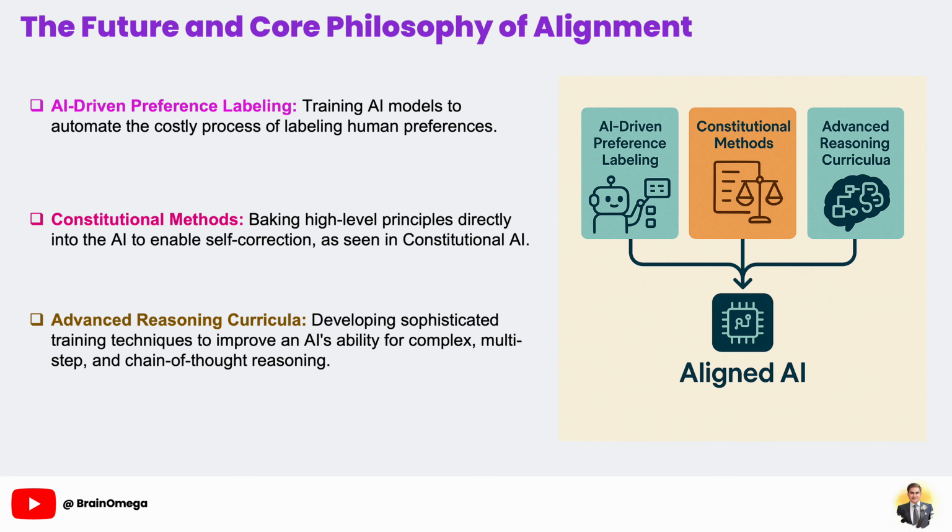Think of it as creating an AI supervisor that can apply human-like judgment at machine speed, breaking the bottleneck of manual work. Next, we have constitutional methods. This is a profound shift in philosophy. Instead of just telling an AI what not to do from the outside, we embed a set of core principles, a constitution, directly within its own operational logic. This gives the AI a framework for self-correction.